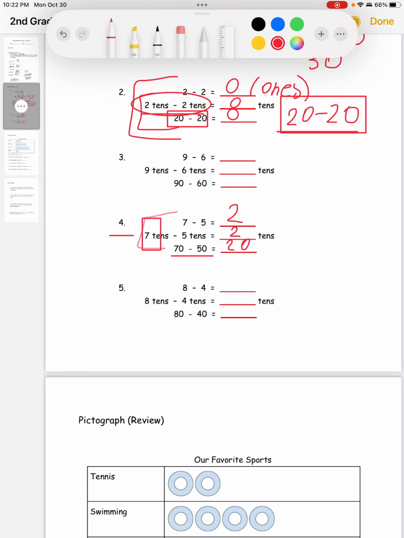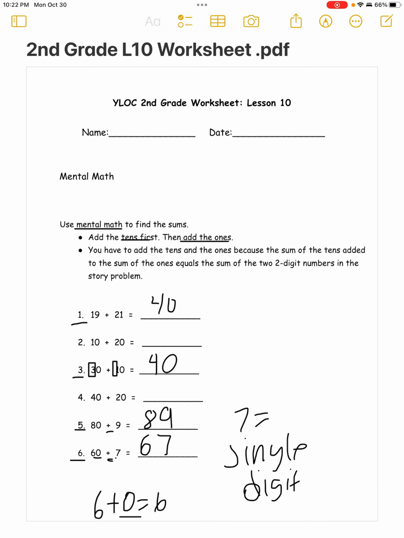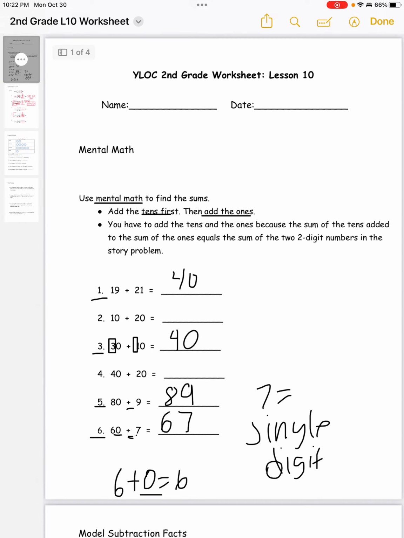And this part is just breaking it down. Breaking it down just like how we solved our addition problems over here.